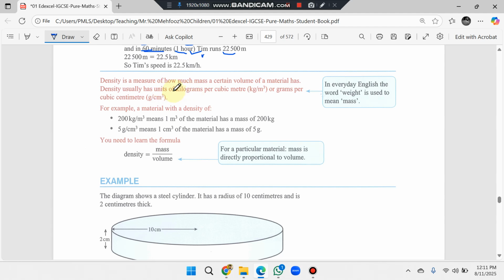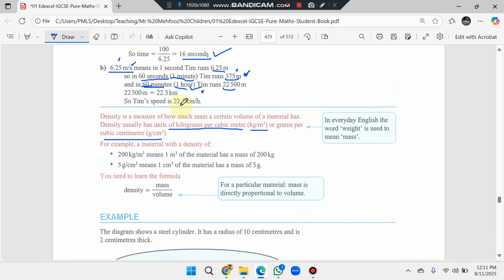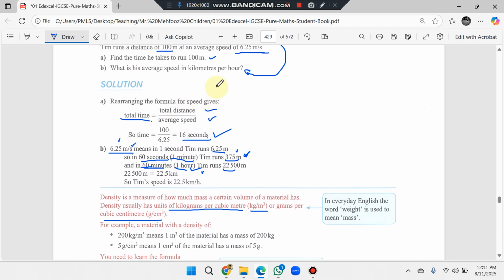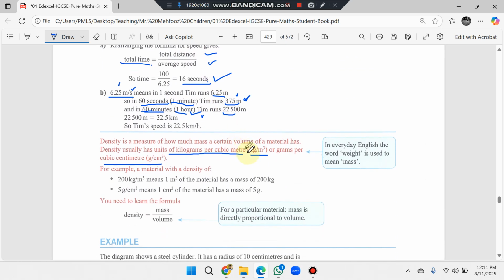Density usually has the units of kilograms per cubic meter, or grams per cubic centimeter. So these two are the units of density, as we have the units of speed, that is meters per second and kilometers per hour. Same like that, kilograms per meter cube and grams per centimeter cube. So these are the units of the density.